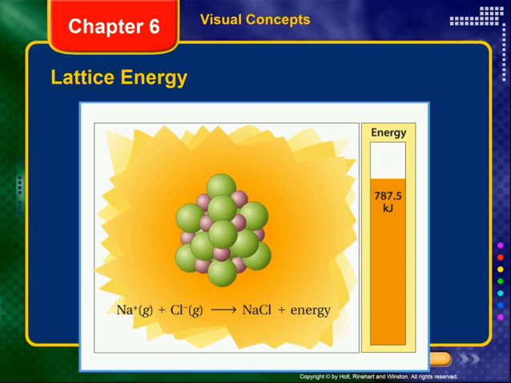The big difference here, not only are we talking about ionic bonds in a crystalline solid, we're also referring to 1 mole of that particular substance, whereas with a bond energy, we're referring to one individual bond, right? So a lattice energy is per mole.